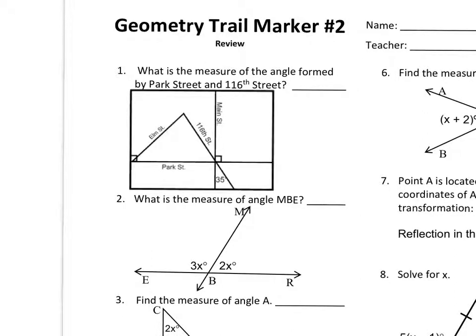Okay guys, we're working on geometry trail marker number 2. We're going to work from the top left down to the bottom left, top right down to the bottom right. Questions 1 through 10. What is the measure of the angle formed by Park Street and 1/16?